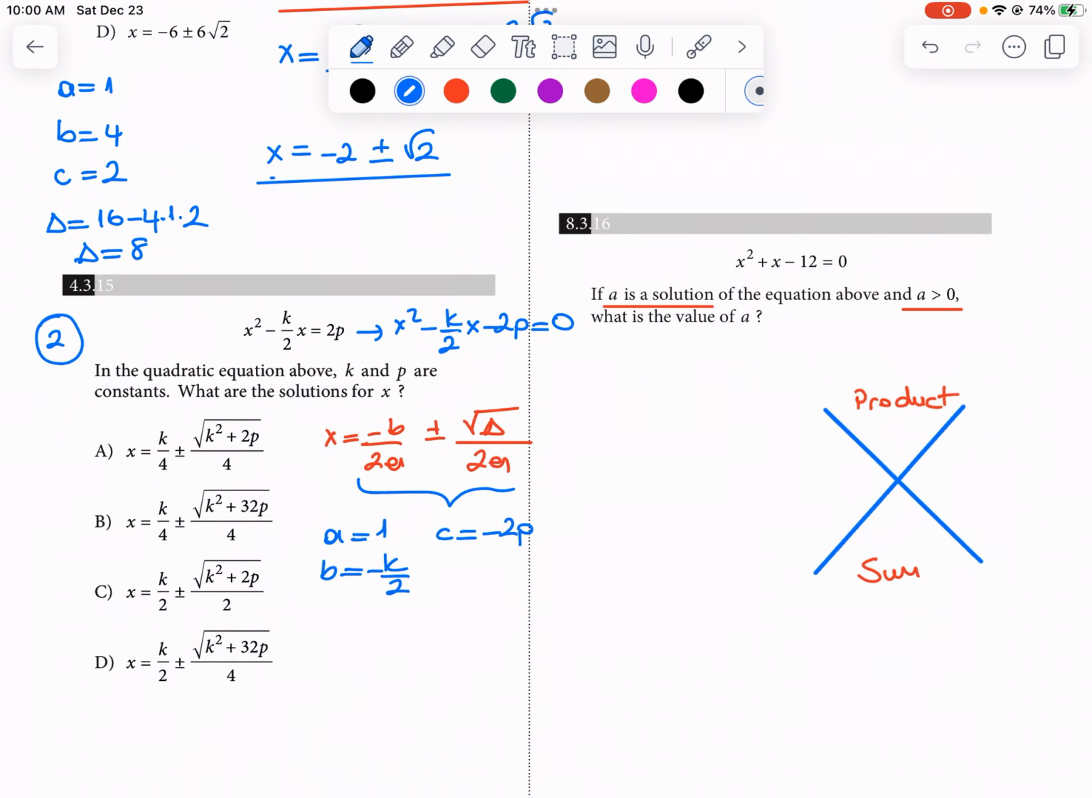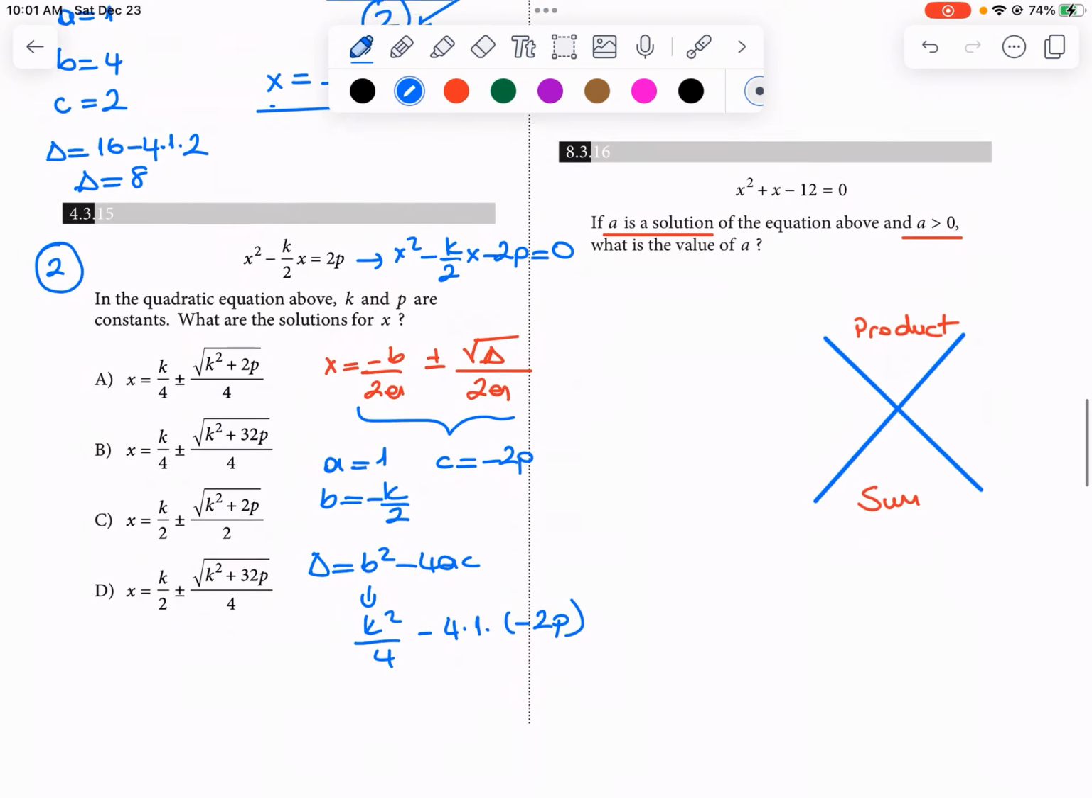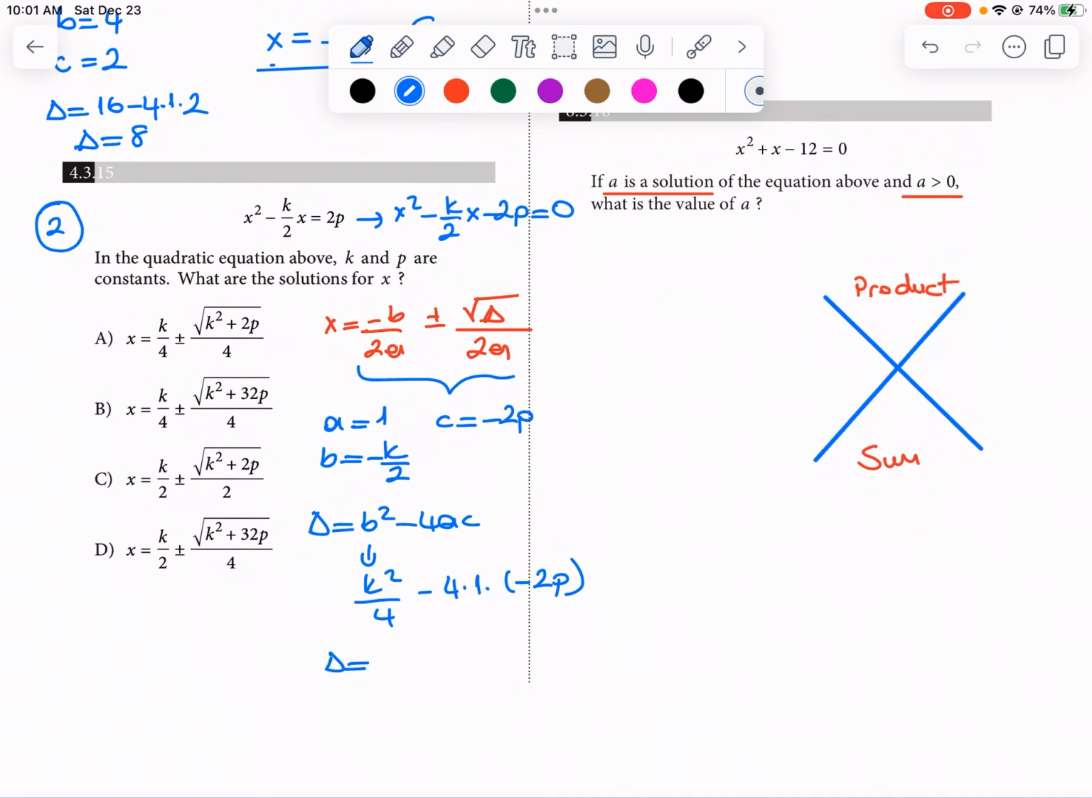Okay, so now first we find the discriminant. Discriminant is b squared minus 4ac. b is negative k over 2, so b squared is going to be k squared divided by 4 minus 4ac, for a is 1 and c is negative 2p. Now we can simplify it. k squared divided by 4 minus, actually we have two negative signs, as you see, guys, here. So a negative negative makes positive. So negative 4 times negative 2 makes positive 8.